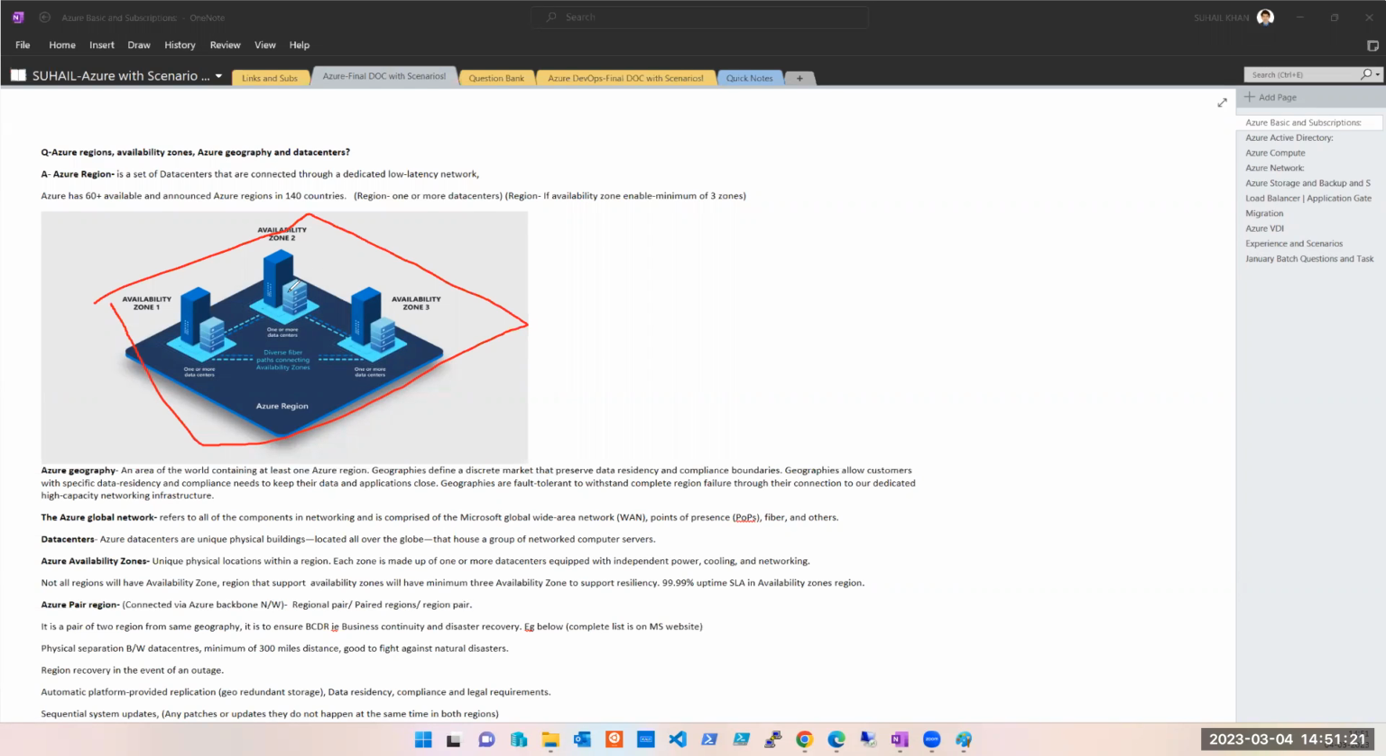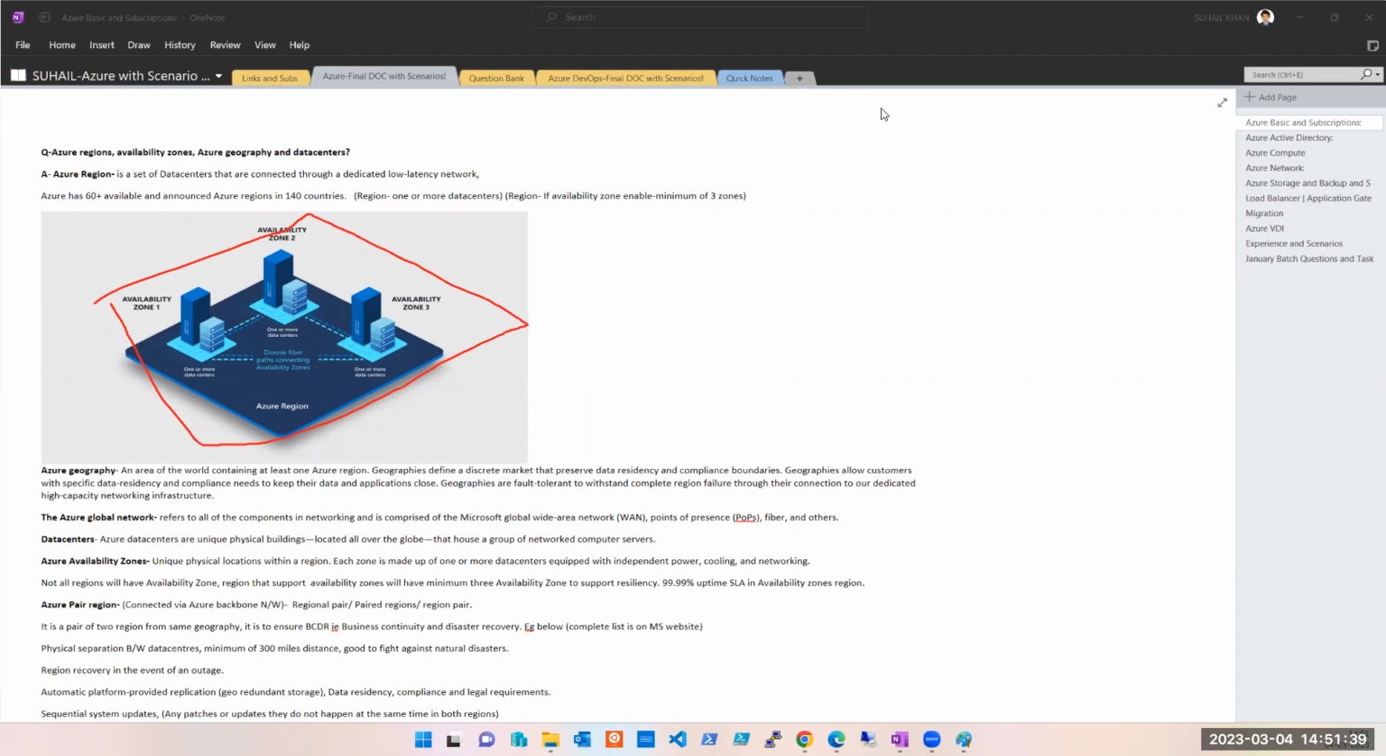Yes, sir. Okay. How many regions do we have in Azure? Approximately? 60? Okay, 60 plus, yes. Do you think all of them have availability zones? No, right. So only a few of them.